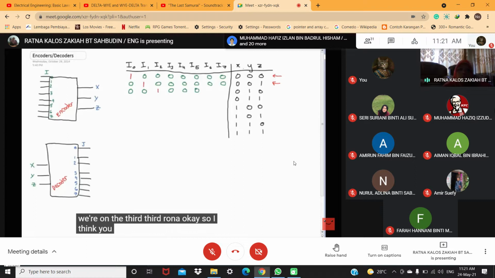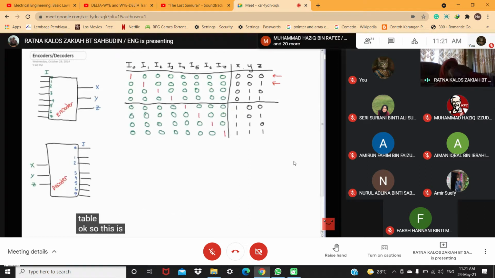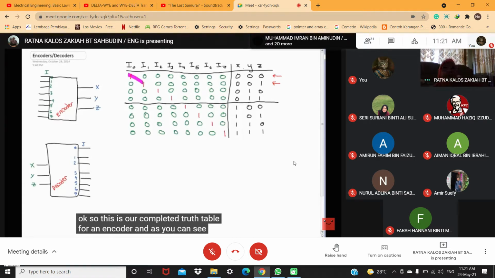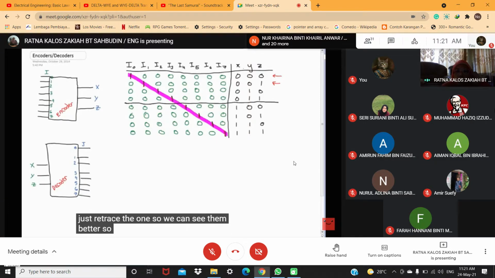Okay, so I think you guys get the idea. So I'm going to cut out and fill out the rest of the table. Okay, so this is our completed truth table for an encoder. And as you can see, we have kind of this diagonal thing here. I'll just retrace the one so we can see it better. So again, we're just kind of going down the list here.